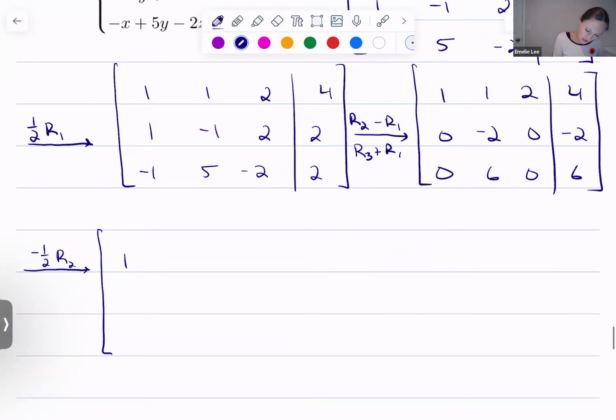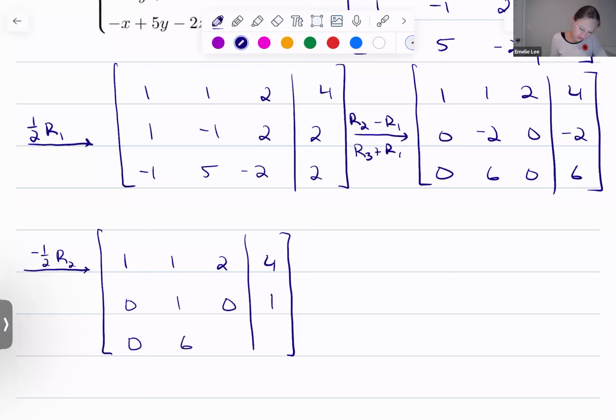Row 1 stays the same, 1, 1, 2, 4. Row 2 is the one that's being altered: 0, 1, 0 stays 0, and -2 divided by -2 makes 1. And row 3 stays the same, 0, 6, 0, 6. You can probably already see the pattern, but we're going to follow through.